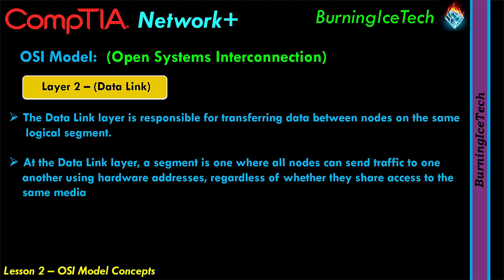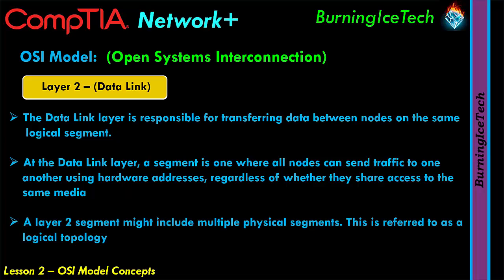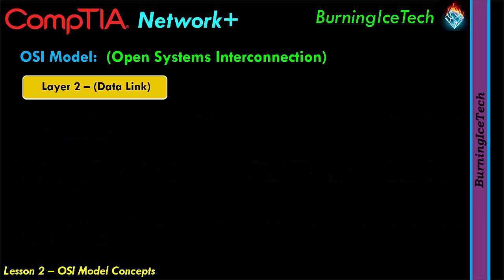Now, the hardware addresses is sometimes referred to as layer 2 addresses. Just in case you didn't know, we sometimes call these hardware addresses layer 2 addresses. Some folks will just call them the physical address or MAC address. It's got so many names, but you can call it a physical address, you can call it a MAC address, you can call it a layer 2 address. Choose your poison. Anyway, a layer 2 segment, folks, might include multiple physical segments. This is referred to as a logical topology. And that's once again not to be confused with the one I mentioned earlier, which was a physical topology.